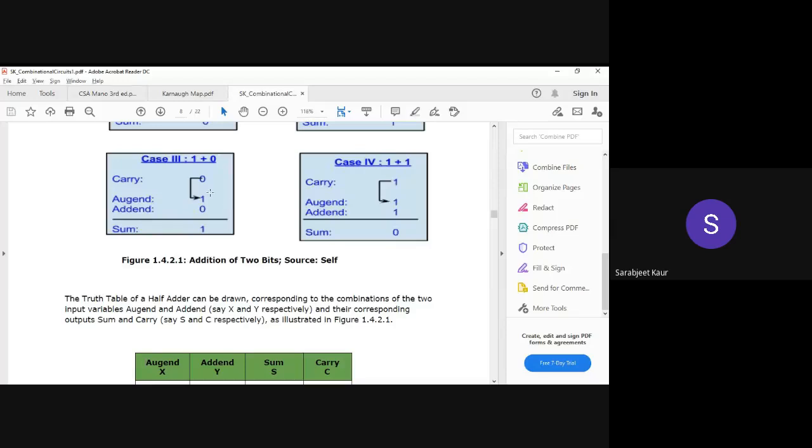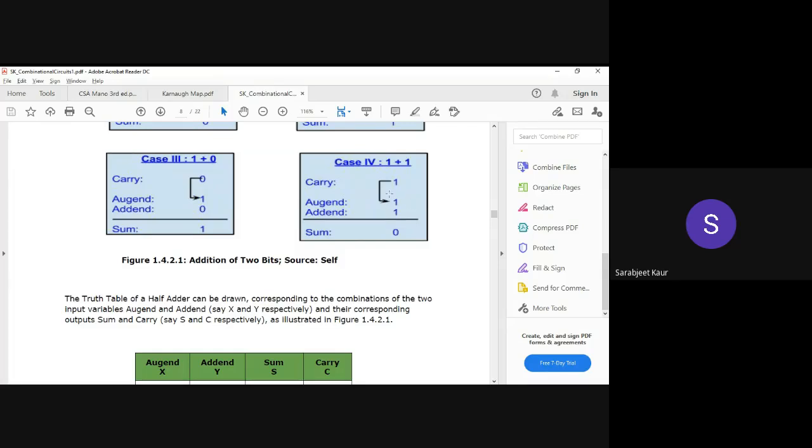This is just the same as the second case, except that the augend and the addend are reversed. That means the augend has become the addend and the addend has become the augend in this case. So the augend is 1 and addend is 0. As in the previous case, I get 1 as the sum, and there is again obviously no carry, right? So the carry is 0. Let us look at the fourth case now.